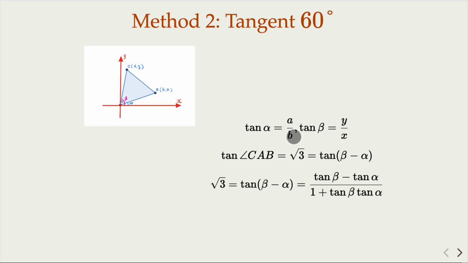Plug in the formula for the tangent, and you have on the right-hand side rational numbers, because rational numbers are closed under minus, fraction, plus, and times, right? So on the left-hand side, square root of 3 again is irrational. So that's a contradiction again. So proof by contradiction with two different approaches.